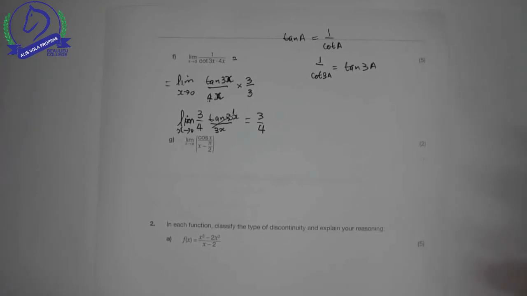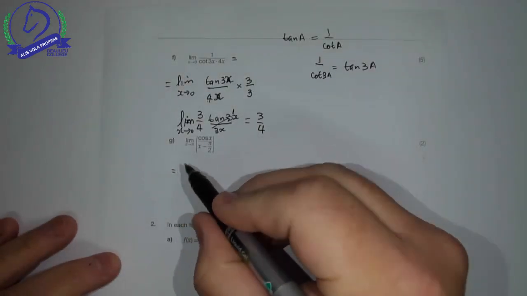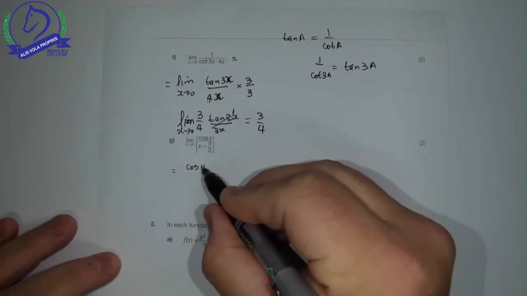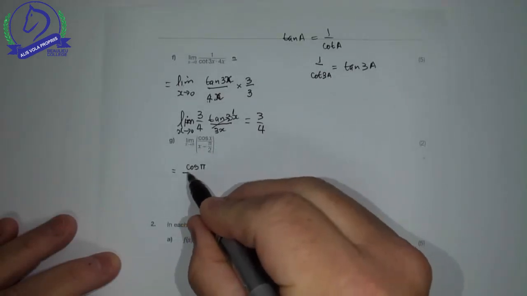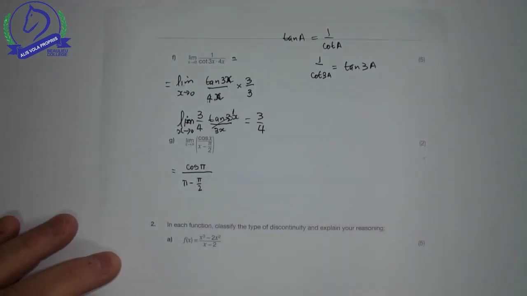Now, if you were to substitute the value of x by pi in this case, you're not going to end up with anything that is undefined. So this is a question that has a solution. So if I was to substitute, I will end up with something like the cos of pi, because remember that x tends to pi, over pi minus pi over 2.